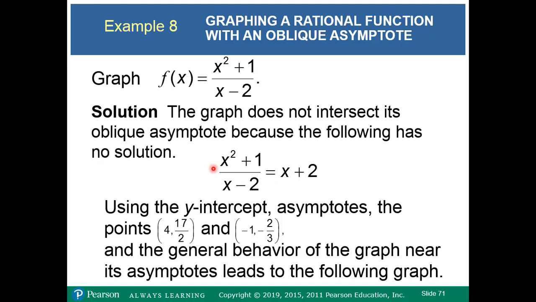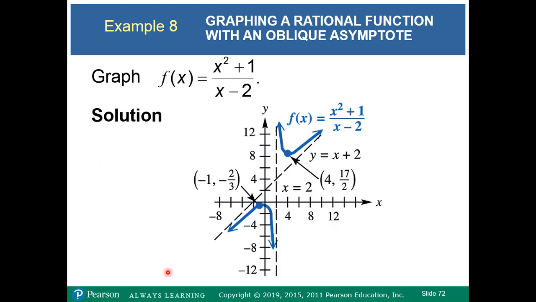Okay, and then using the y-intercept, the asymptotes, the points that were given, which are (4, 17.5) and (-1, -2/3), and the general behavior of the graph when you get closer to the asymptotes leads to the following graph. Notice that it fits right in this triangular region on the top and over in the bottom.